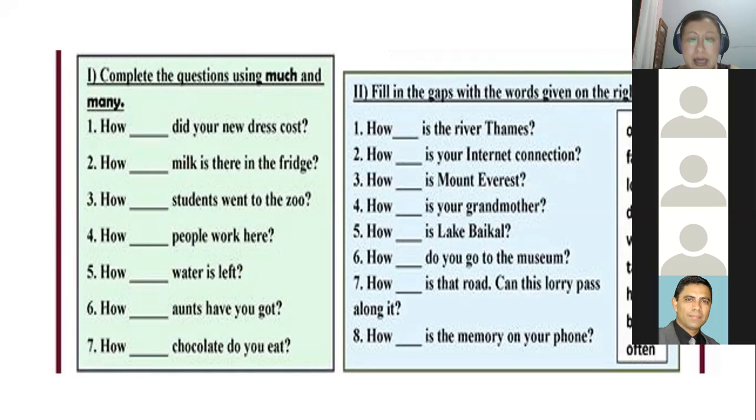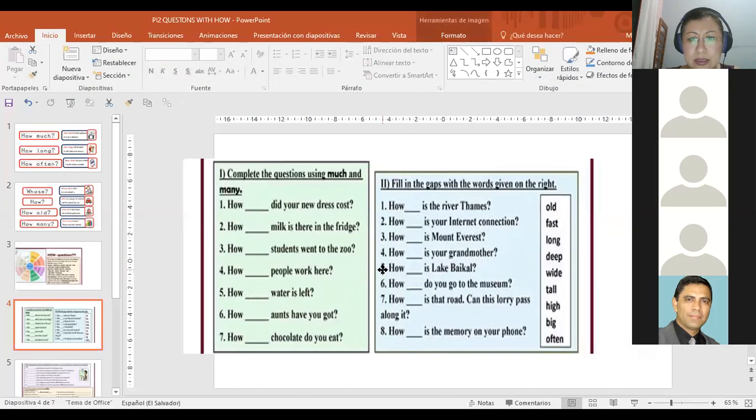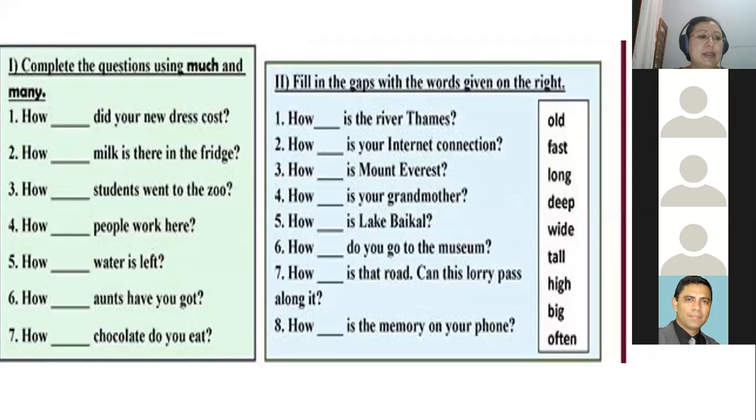Very good. So, let's see the other exercise, just to complete this. We have the questions from 1 to 8, and on the right side, I have the adjectives: old, fast, long, deep, wide, tall, high, big, often. So, for number 1, how long is the river Thames? Long. ¿Qué tan largo, verdad? ¿Qué tan largo es el río Thames?